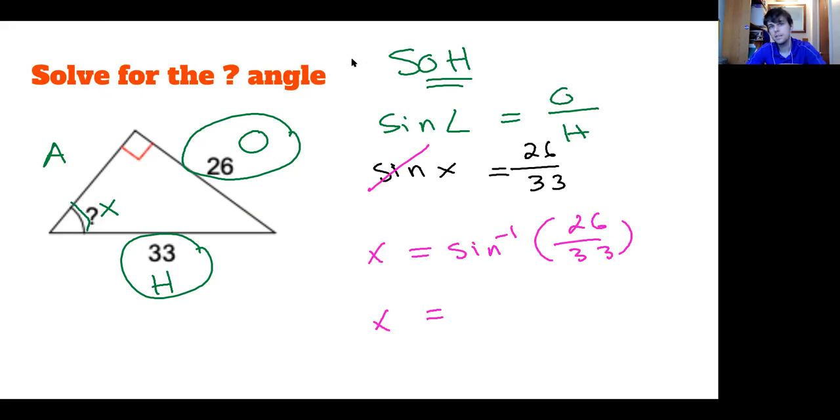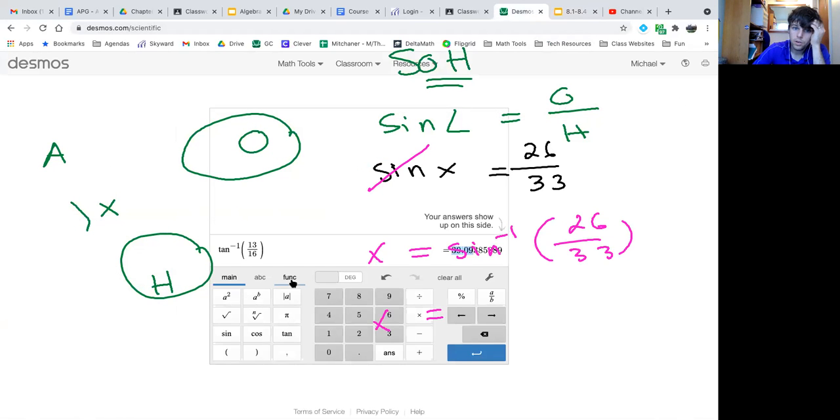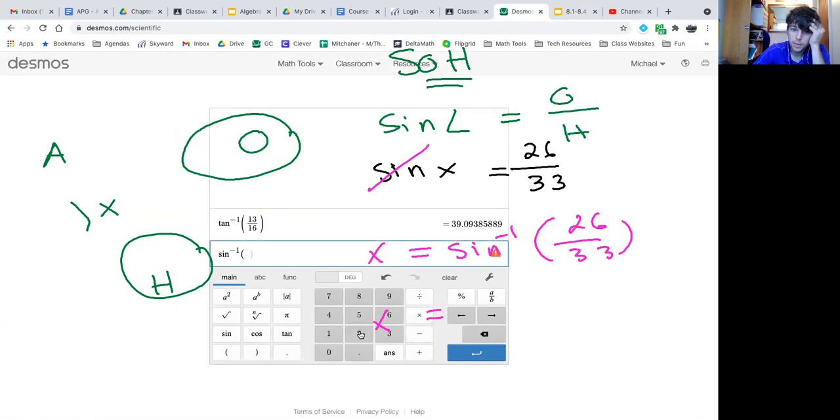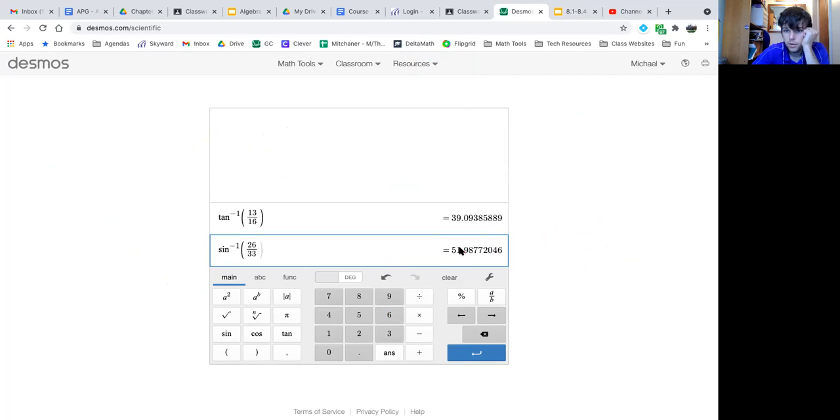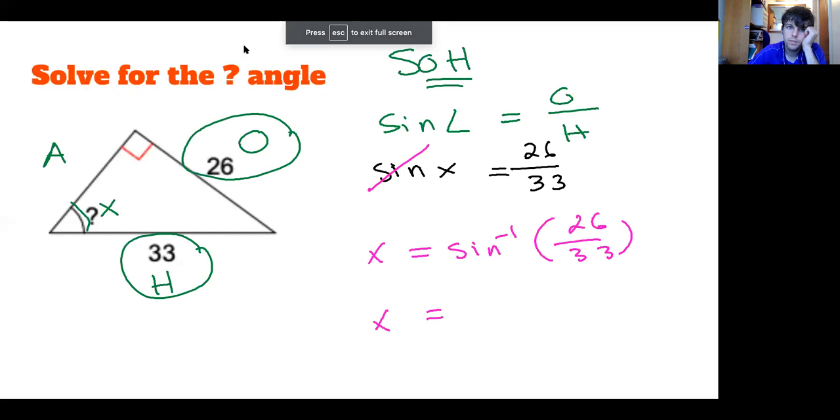And I'm going to go back to the Desmos calculator to show this again one more time. So again, func, sine inverse, main, and we're doing 26 over 33. I'll clear that so we can see. We have 51.98. That 9 is going to round up to a 10, which makes this 52. If we round to one decimal place, 52. Okay. So I get 52 degrees.